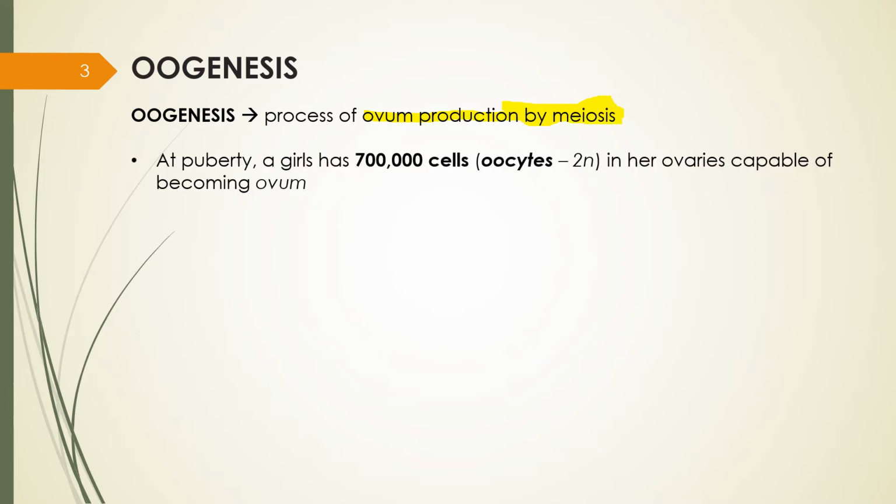Now let's talk more specifically about the production of the eggs and the hormones as well. It's called oogenesis. Oogenesis is the process of ovum production by meiosis. Remember, always when I talk about production of eggs or sperm, we do meiosis. At puberty, a girl has 700,000 cells that we call oocytes. These oocytes are not eggs yet because they are diploid. They are 2N, but they are the precursor for the ovum.